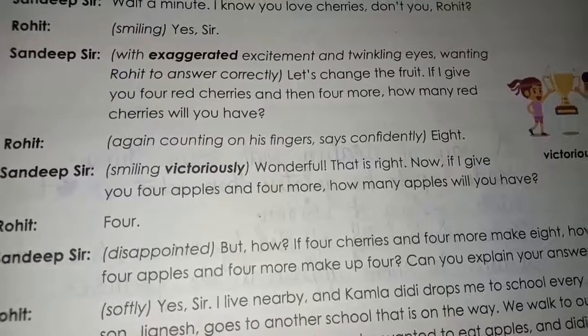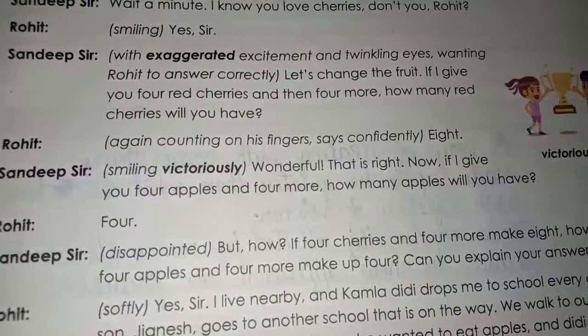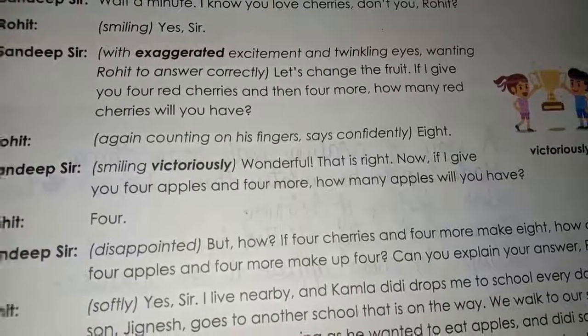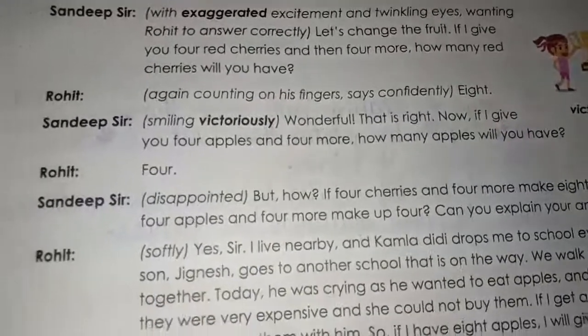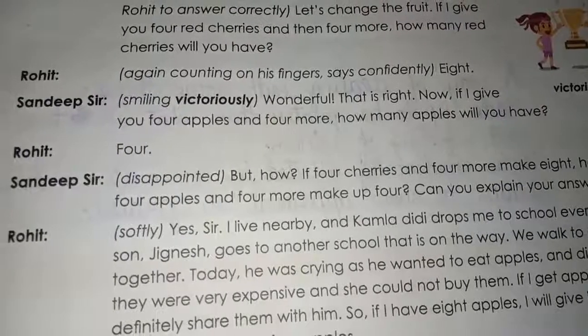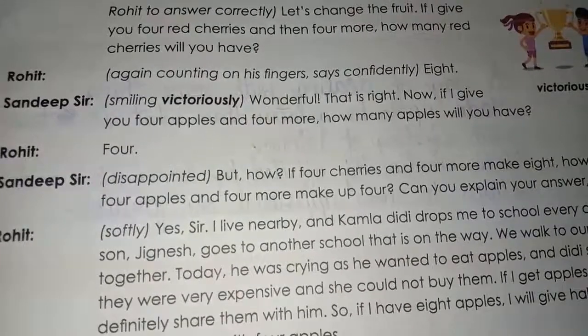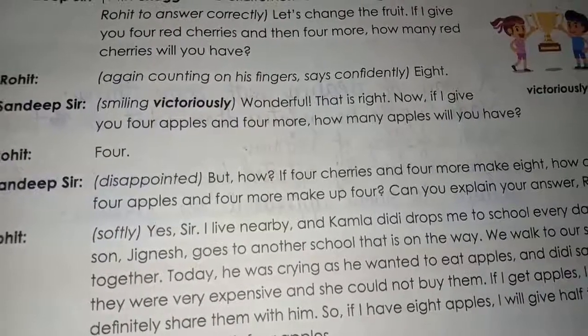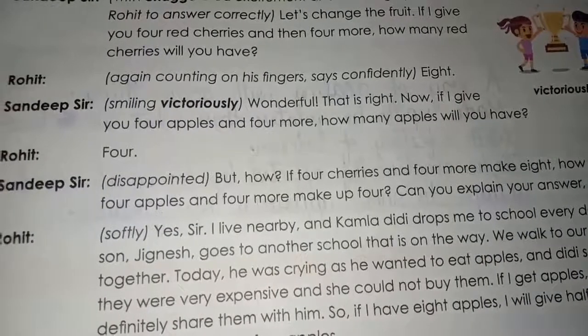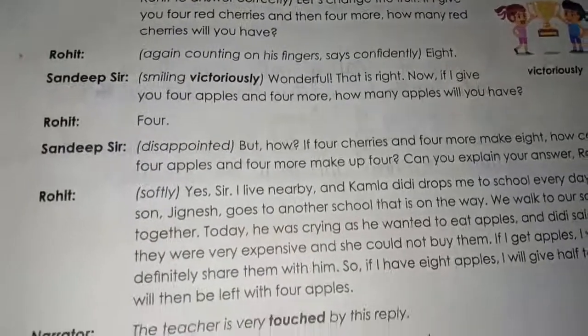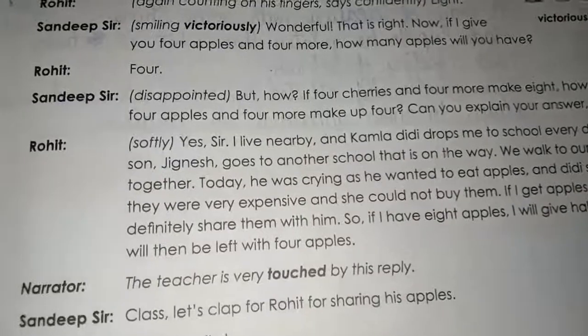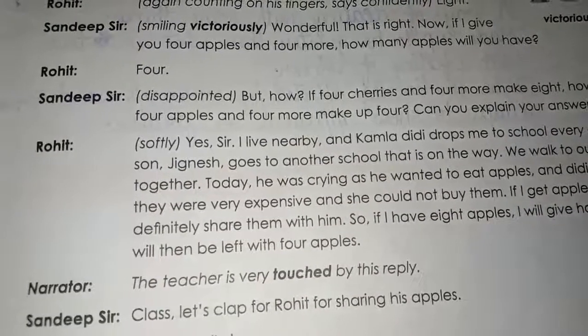Now, if I gave 4 apples and 4 more, how many apples will you have? Rohit says 4. Then Sandeep sir, disappointed. But how? 4 cherries and 4 more make 8. How can 4 apples and 4 more make up 4? Can you explain your answer, Rohit? Then Rohit started to explain softly.